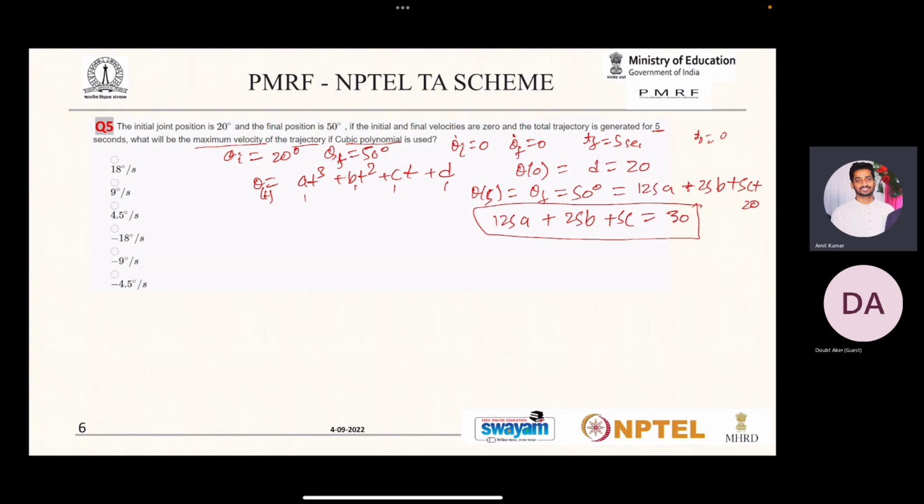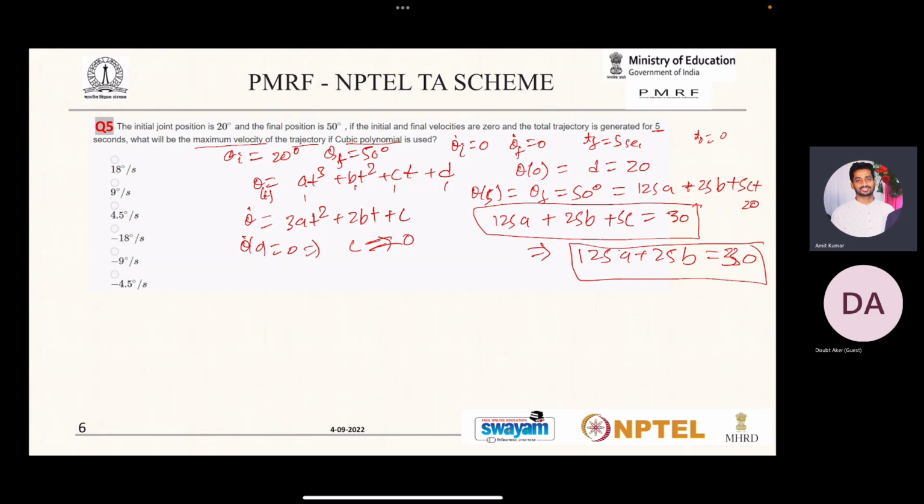Then we'll differentiate this. If you differentiate, what will you get? 3a t squared plus 2bt plus c, right? Now theta dot of 0 is 0, it is given. If we put 0, you'll get c equals 0. So that is one thing. So this can be further written as 125a plus 25b equals 30, as c equals 0.